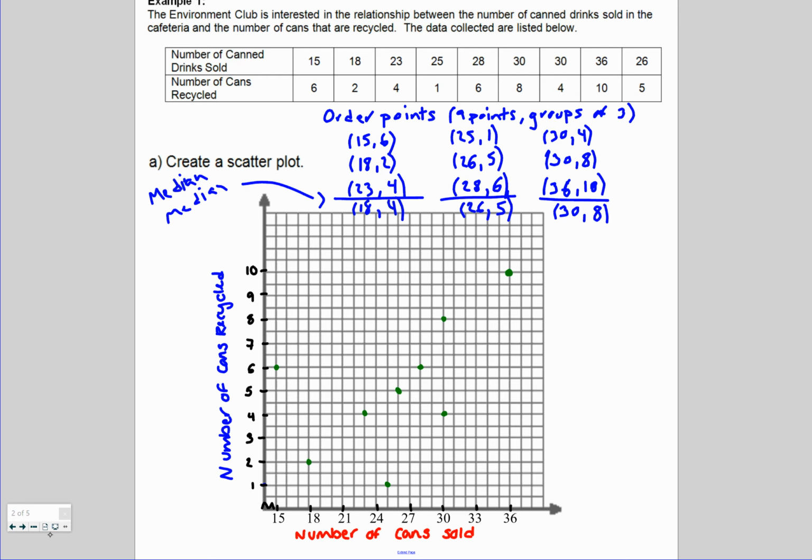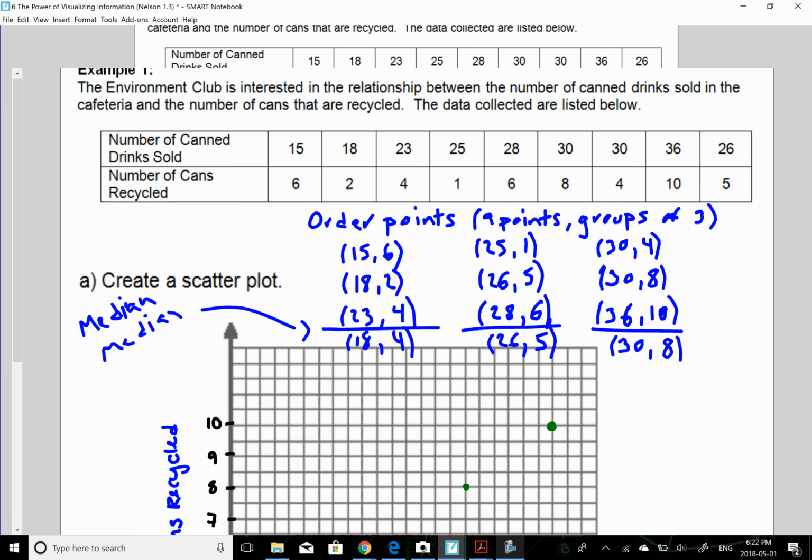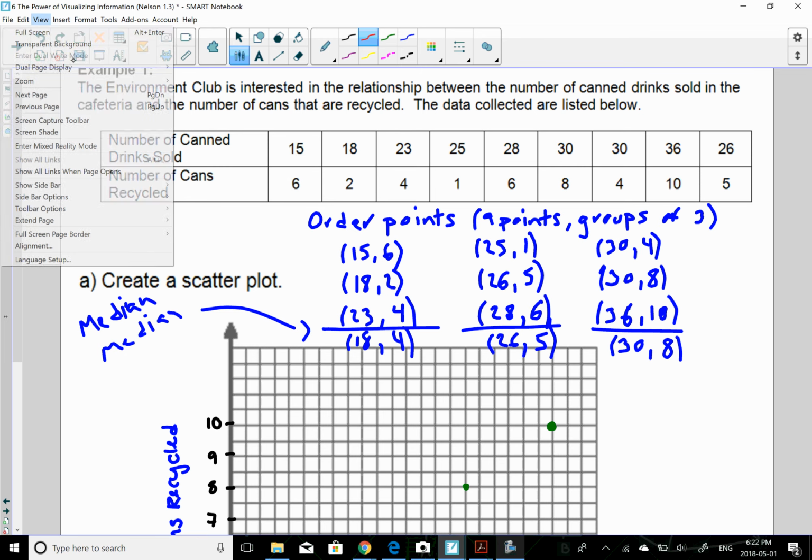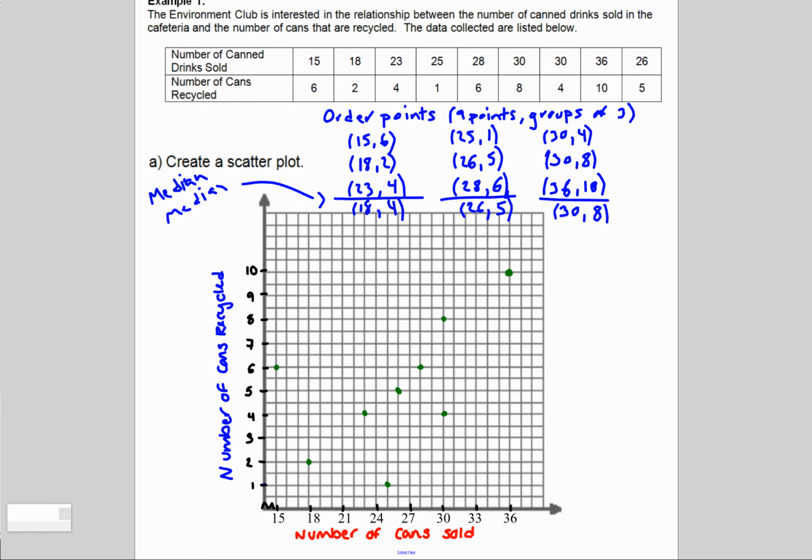Alright, so you're going to plot these points. I'm just going to change my color pen. On your graph, these three. Use a different symbol, so we'll use like an X. 18 and 4. 26 and 5. Happens to be one of our curve points. And 30 and 8. Also.